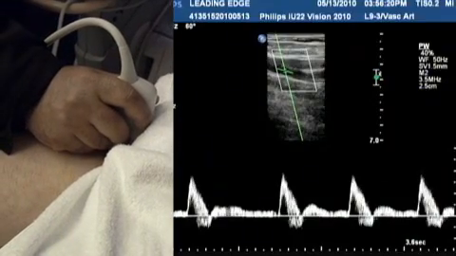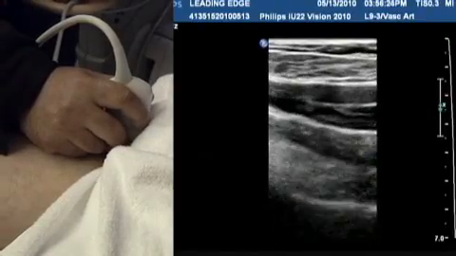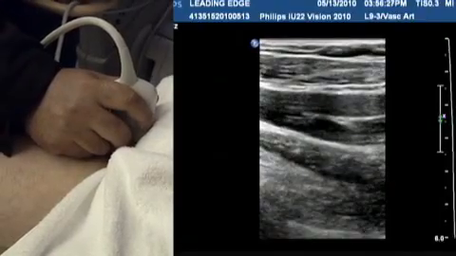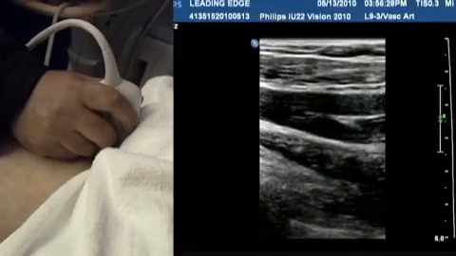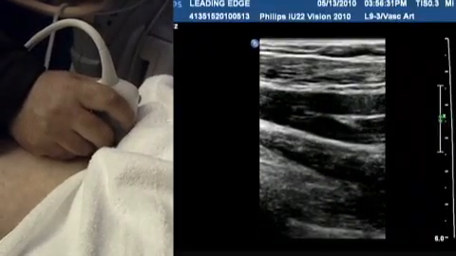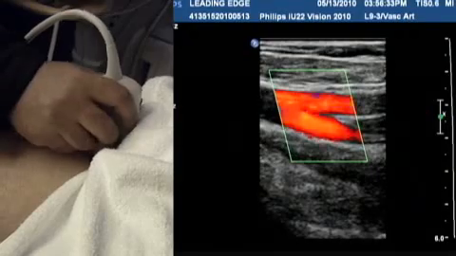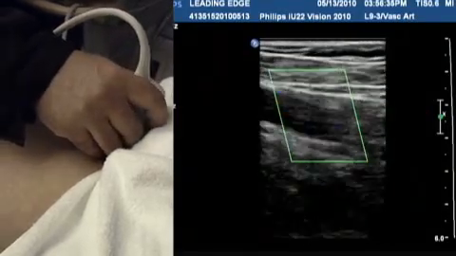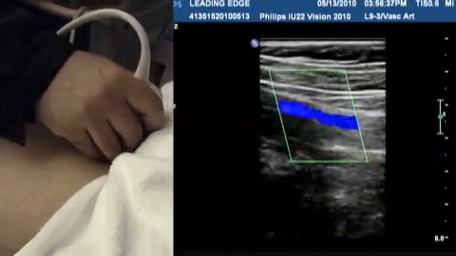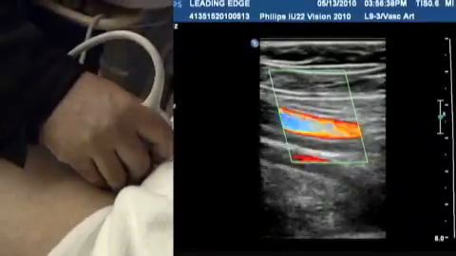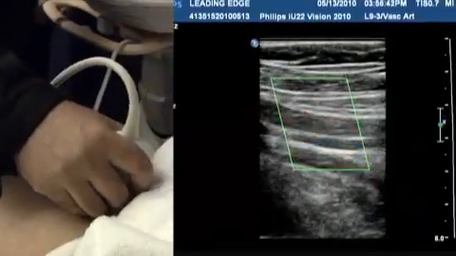And we're getting a nice normal waveform here. Once that's been evaluated, what I would do then is what we call a quick scan in the thigh. What I like to do is put the color on at this level and then just very quickly evaluate the entirety, the whole length, of the superficial femoral artery just using the color flow image.